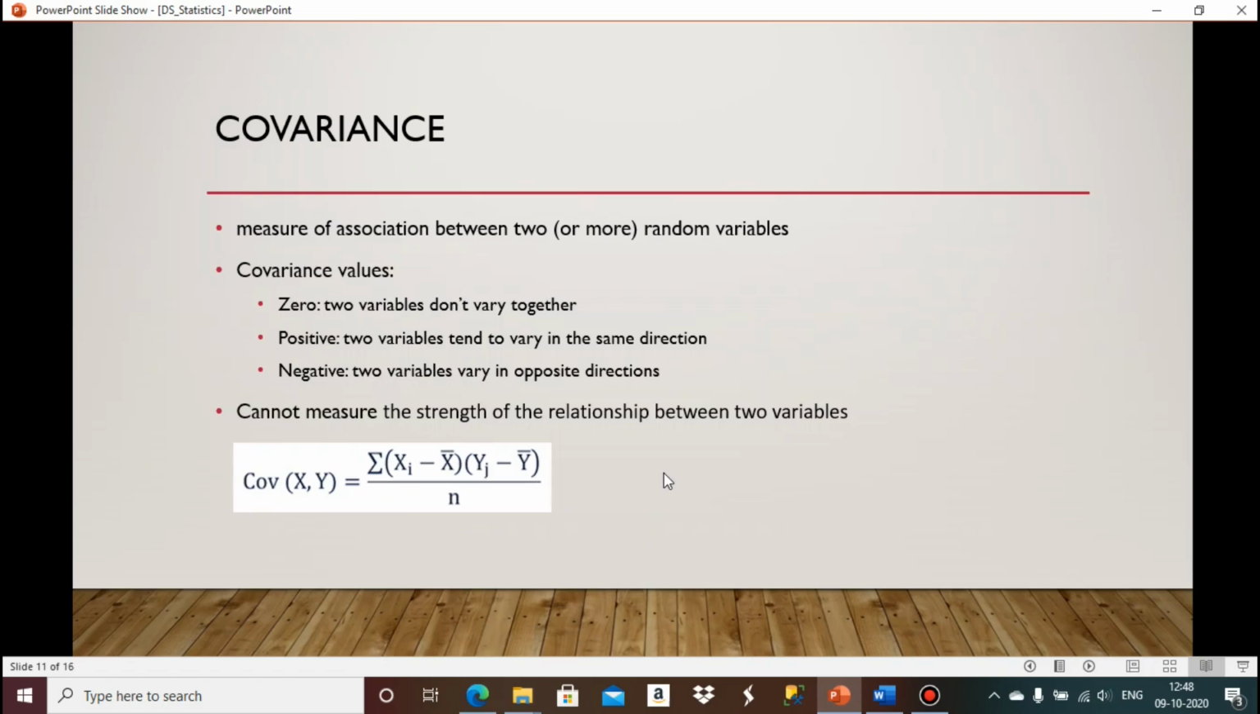Covariance can help us understand whether two sets of data are related to each other or not, that is, if they have any relationship when they are increasing or decreasing. But the problem is that we can only understand whether they have some association or not; we cannot understand the strength of the relationship, how strong it is. We can understand there is a relationship, but how strong it is, we cannot understand from covariance.